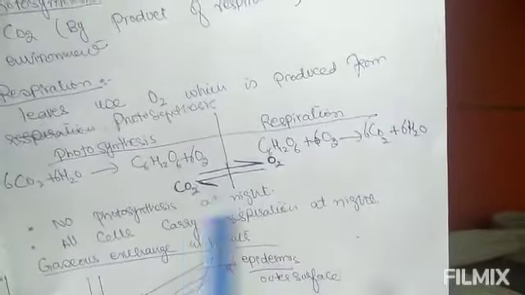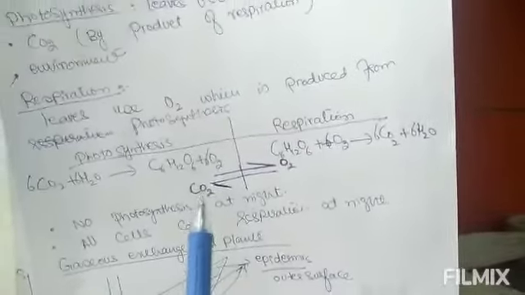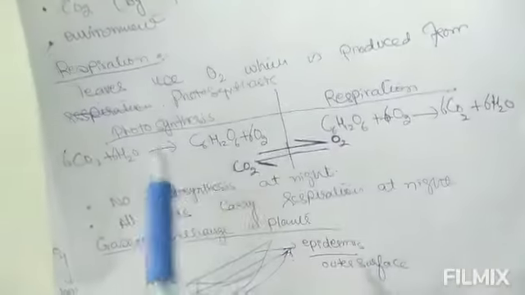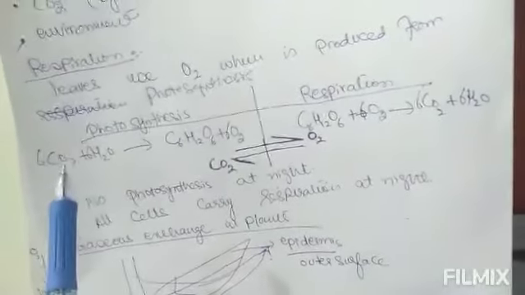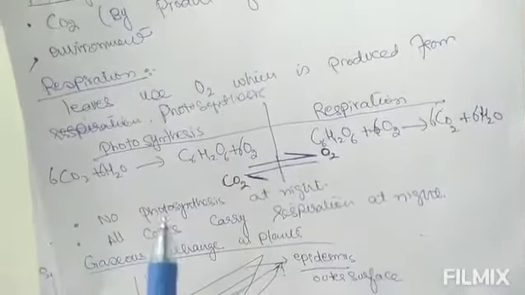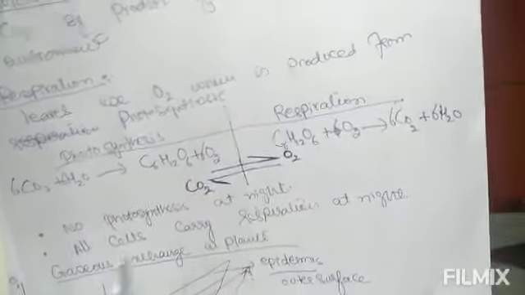So there is an exchange of two main molecules, carbon dioxide and oxygen. In respiration, oxygen is utilized. In photosynthesis, carbon dioxide is utilized as a gas. As you know, there is no photosynthesis at night, however all cells carry out respiration at night. So these are the differences between respiration and photosynthesis.